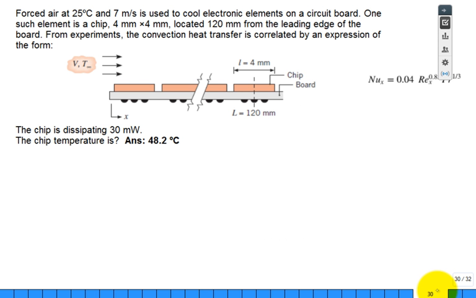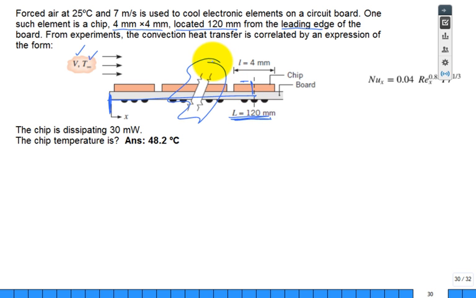Another problem. So we have forced air at the given temperature of 25 C and 7 meters per second used to cool electronic elements on a circuit board. One such chip is a small 4 millimeter by 4 millimeter square. It's located 120 millimeters from the leading edge. So here's the beginning. You go down at a length of 120. You get a little 4x4. So this is really not showing the scale.